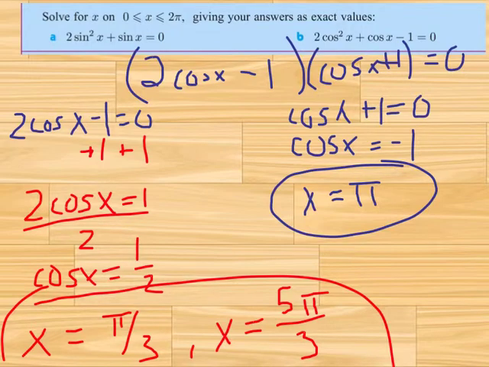All we're doing here is we're combining our skills with quadratics and our skills with solving trig equations. There's nothing drastically new, just combining 2 old things in a new way.